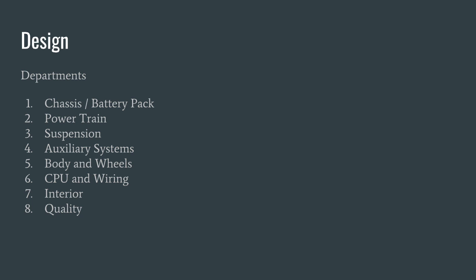Because Sharpell Technology is still in their developmental stages, we were tasked with determining the assembly process of an electric vehicle. We decided to take the systematic approach of facility planning to come up with a solution to our problem and began looking at the big picture by determining the various departments associated with the assembly of an electric vehicle. The departments we created included the chassis and battery pack, the powertrain, suspension, auxiliary systems, the body and wheels, the CPU and wiring, and finally the interior department. Then we researched what steps would need to take place within each department.